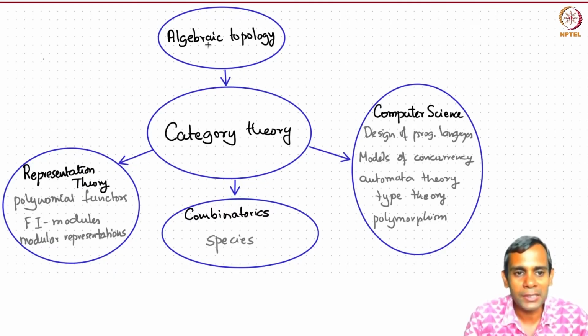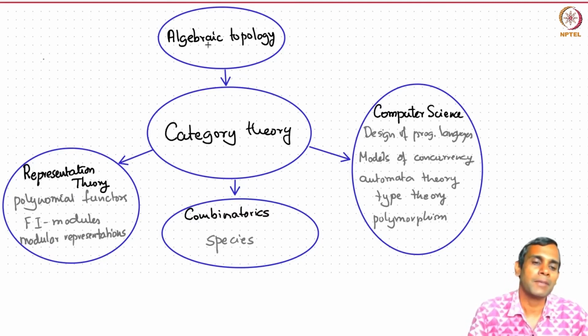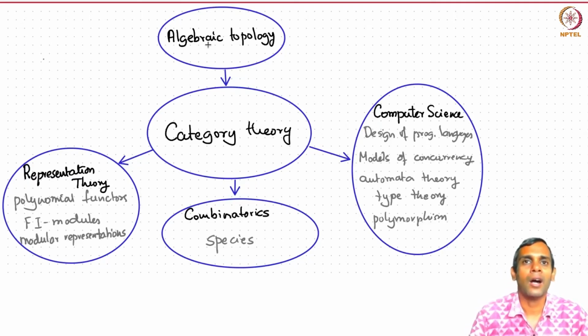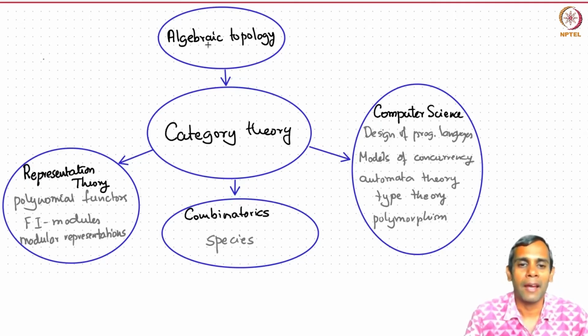In representation theory, category theory has been used to define notions like polynomial functors, FI modules, and also helps us study modular representations. In combinatorics, category theory gives a very nice framework for studying what are called species, which help us understand how different counting problems have different generating functions and their properties.